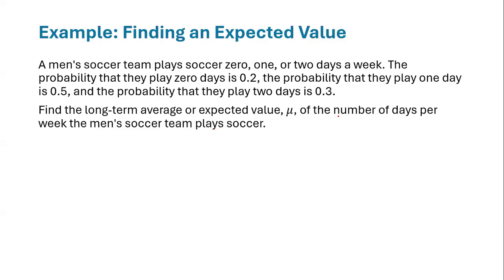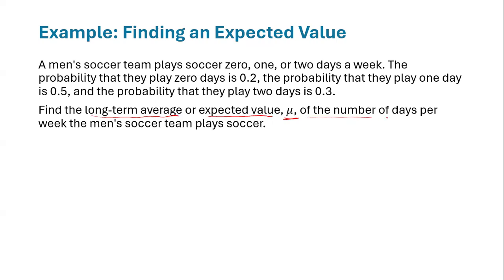Let's look at an example. A men's soccer team plays soccer 0, 1, or 2 days a week. The probability that they play 0 days is 0.2. The probability they play 1 day is 0.5, and 2 days is 0.3. Find the long-term average. Long-term average means the expected value. Find the mean. Same. They usually mention only one of them. Of the number of days per week the men's soccer team plays soccer.